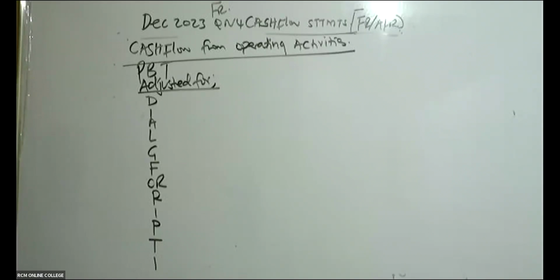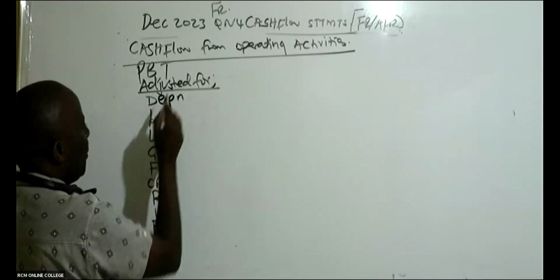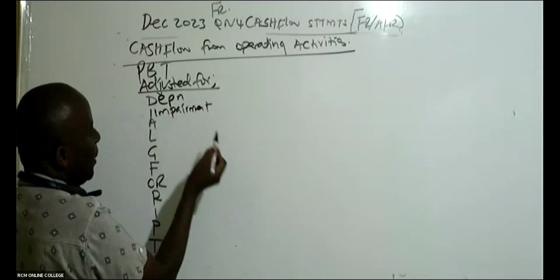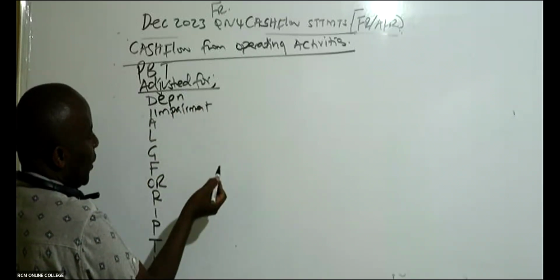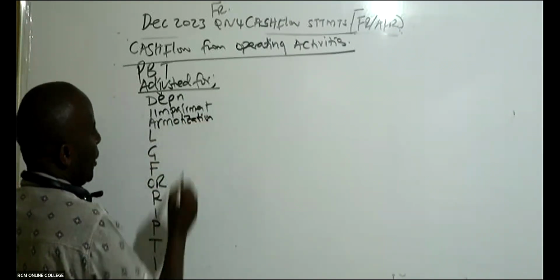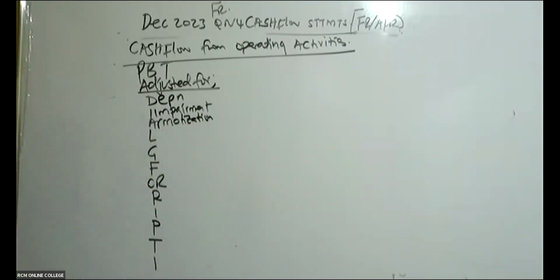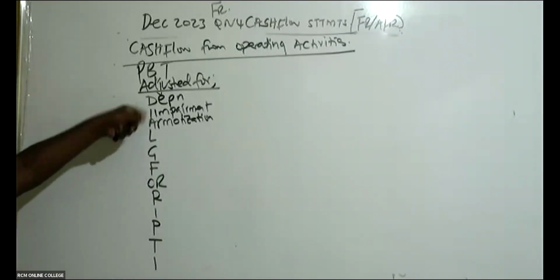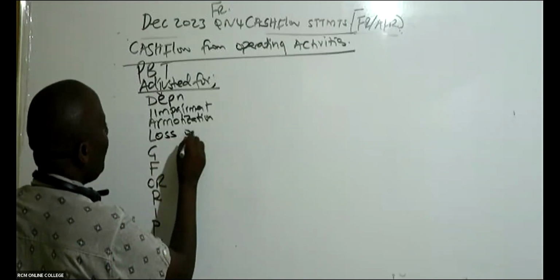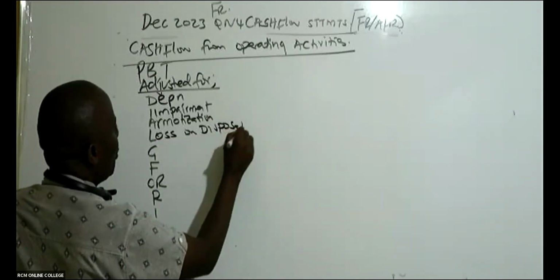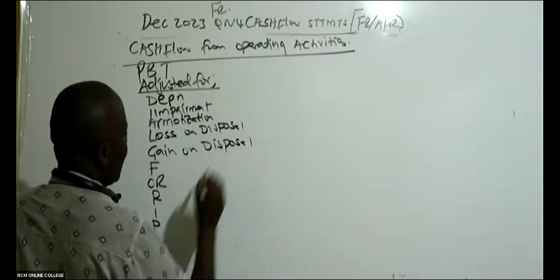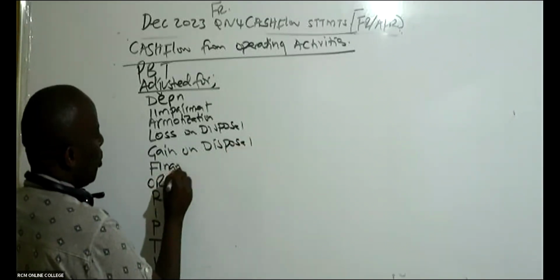All right. So this D stands for depreciation. We have impairment of intangible assets. We have here amortization, rather impairment of assets, amortization. We have here loss on disposal, gain on disposal when you dispose assets. All right. This is the finance cost.